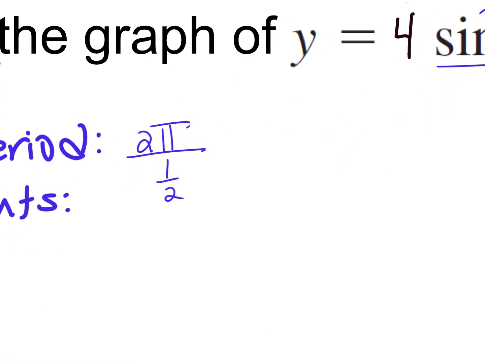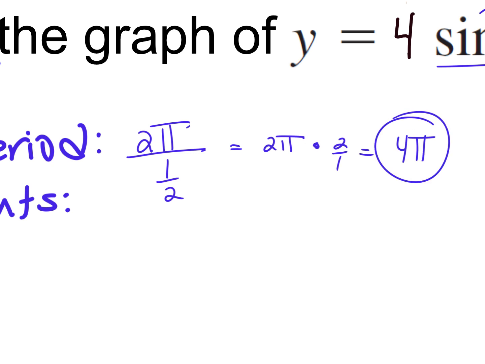What happens when you divide fractions? Okay, so this is really 2 pi times 2 over 1. So what's your whole time period, guys? 4 pi. Good. We're going to go from 0 to 4 pi.